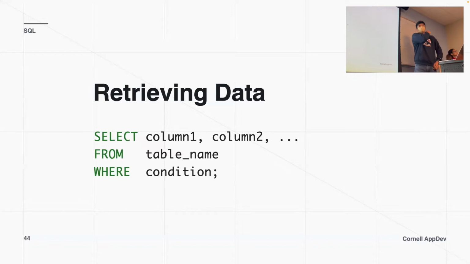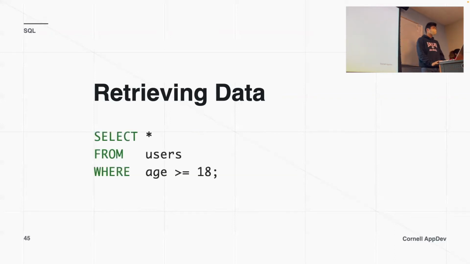You can also specify some conditions. We also saw this earlier, but if we want to look at all users who are 18 years old or older, we can do select star from users where age is greater than 18, or something like that, right? Make sense?